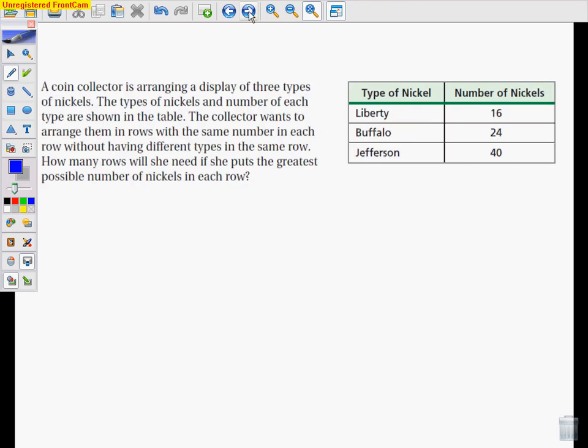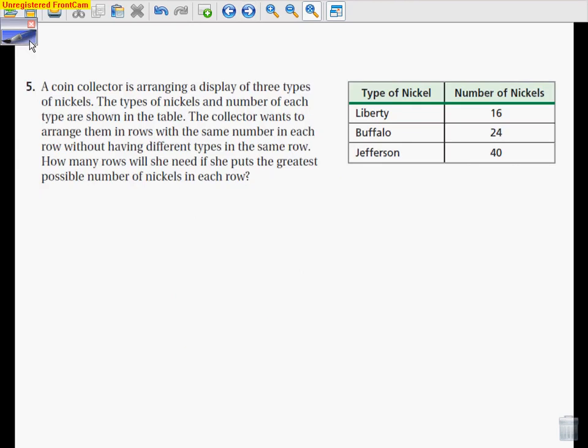All right, this is problem number 5. A coin collector is arranging a display of 3 types of nickels. The types of nickels and number of each type are shown in the table. The collector wants to arrange them in rows with the same number in each row without having any different types in the same row. How many rows will she need if she puts the greatest possible number of nickels in each row? So let's look. We have these 3 types of nickels, and we want to put the same number of nickels in each row.